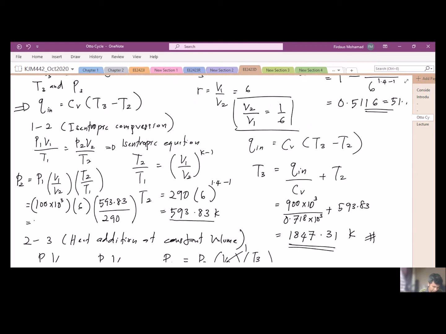So the answer for P2, the pressure at point 2, is 1.228 megapascal, times 10 to the power of 6 pascal. And as I said, you can also use the isentropic compression equation, and you will get the same answer.